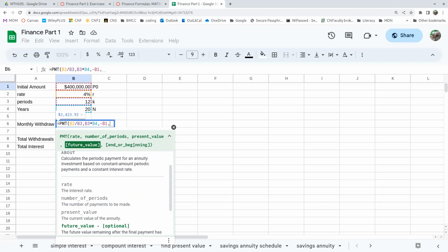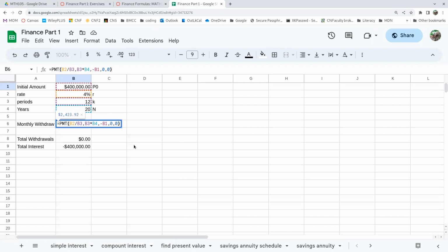We don't have to type them. If we don't type a 0 for future value and a 0 for beginning or end, it's just going to assume what I had mentioned before. But I'm going to put them in just to be clear, and I'll take them out in a minute just to compare.